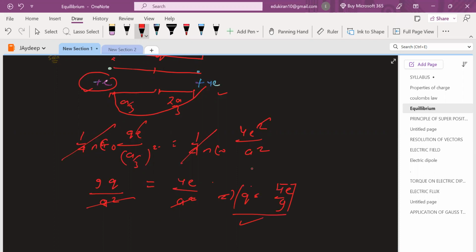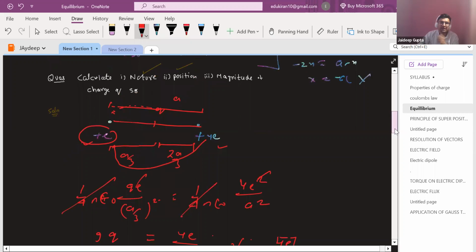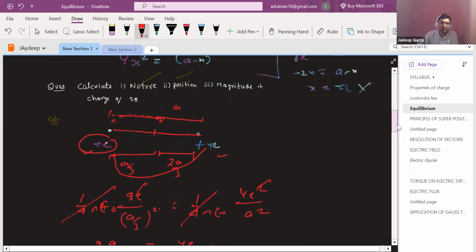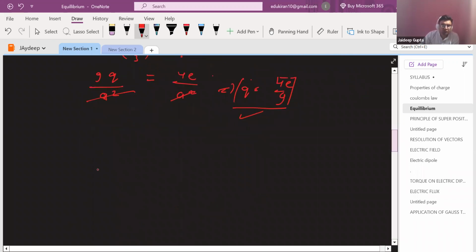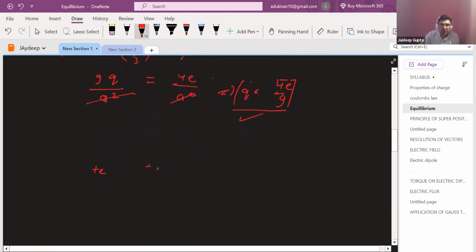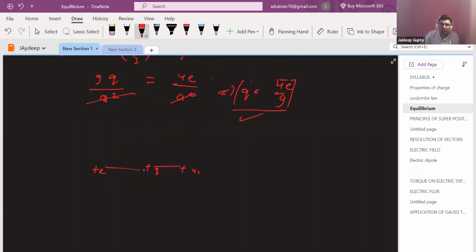Yeah. Now further we have to find out the nature. How to calculate the nature? Look, for now, just let it be Q is positively charged. If Q is positively charged, so plus E, plus Q and plus 4E. For instance, let Q be positively charged.